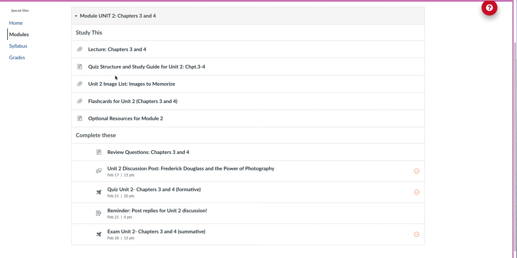You have your images to memorize, and again, since this is an online class, you're going to be memorizing information about the artist and the image, which will help you out in the quiz. If you like to print flashcards, you can download those here and print them. You've got a few optional resources, and let's take a quick look at the review questions.